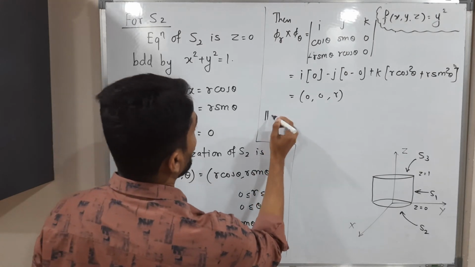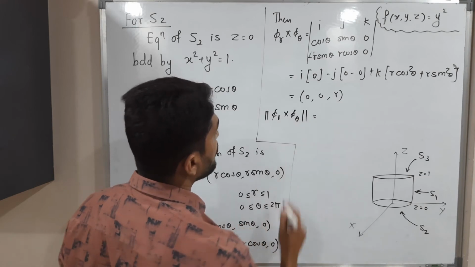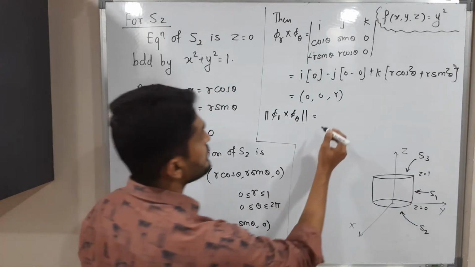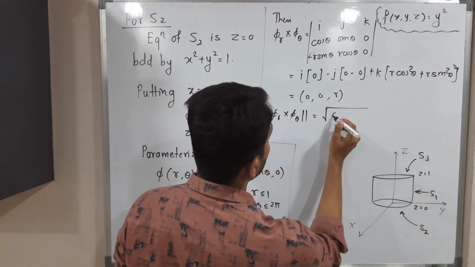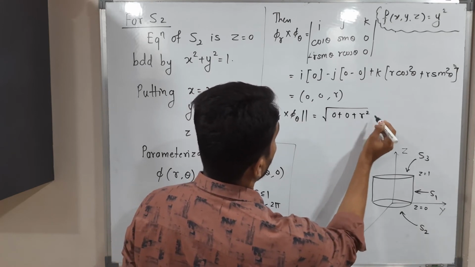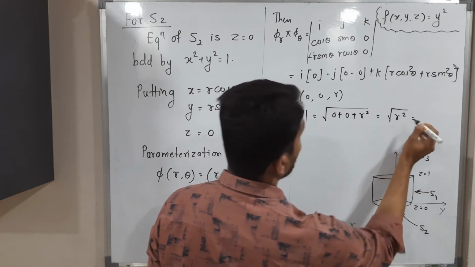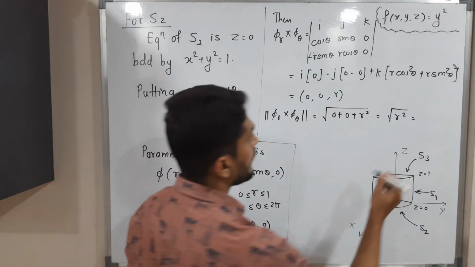So let us find the norm now of phi r cross phi theta. You know well how to find the value of the norm. It is the square root of the first component 0 squared, the second 0 squared, and the third, which is r square. So the square root of r square: square and square root cancel each other, and we will have r.